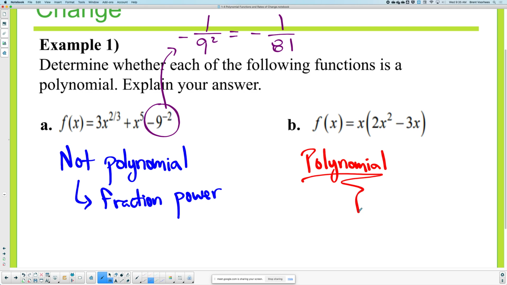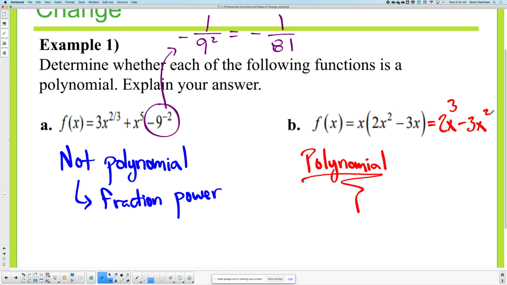No. No. You could simplify this by, what's it called when you multiply through a parentheses? What do we call that? Distributed. And you could write this as 2x cubed minus 3x squared. On this one, just a couple things to point out. What's the degree on part B? Not 2. It's actually 3, because when you distribute through, the highest power is 3.